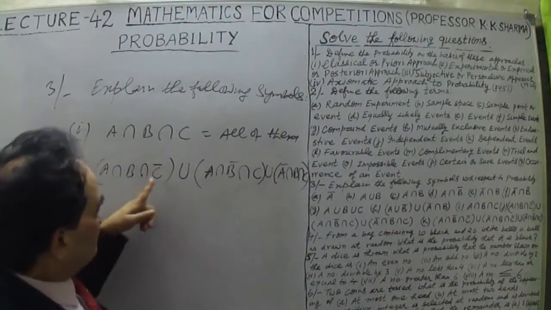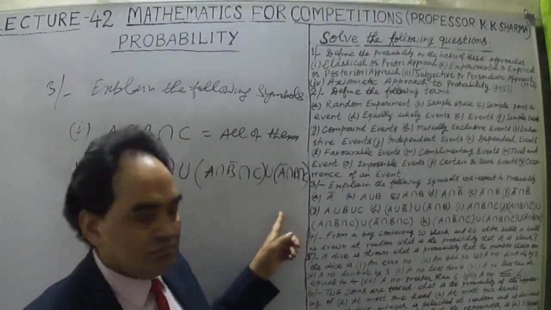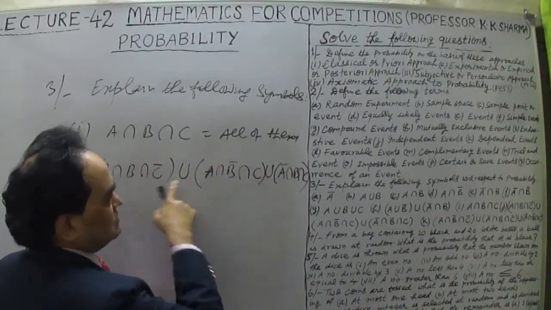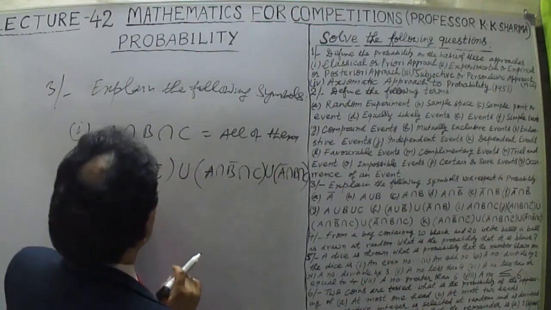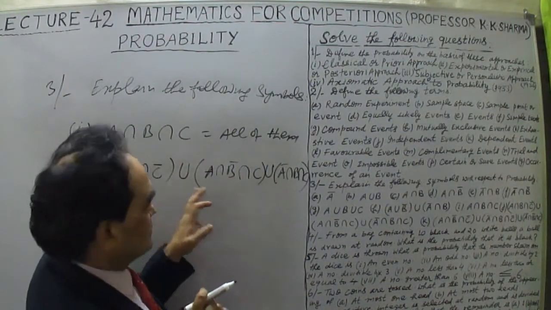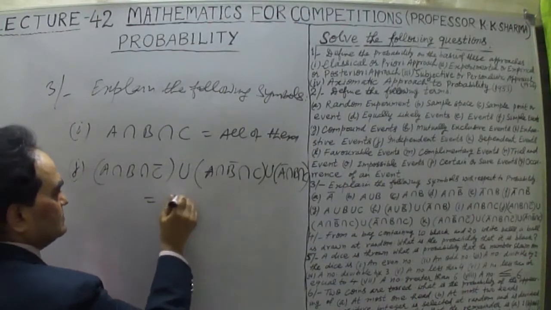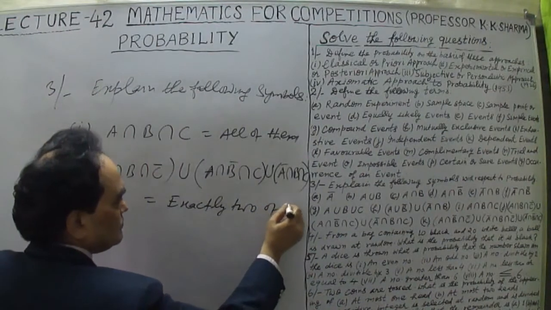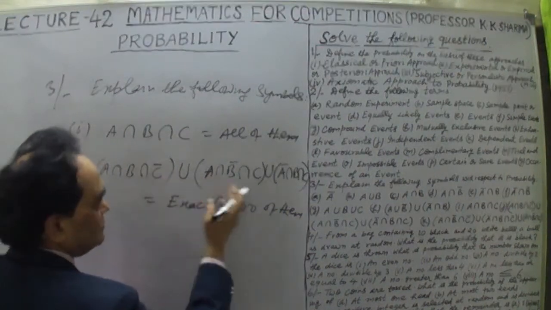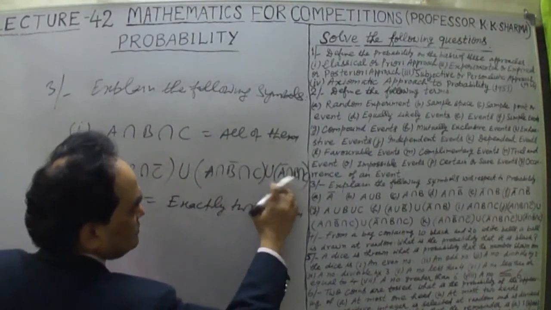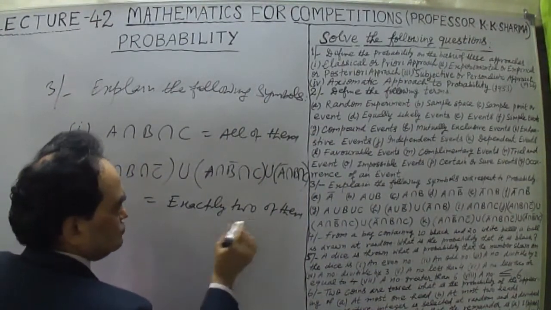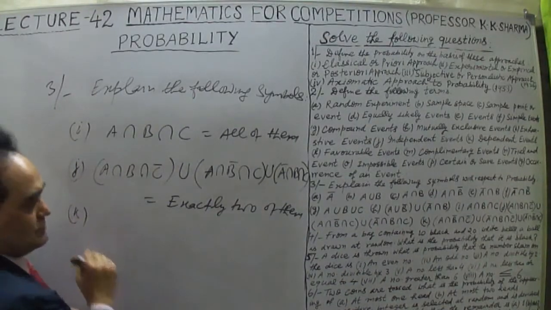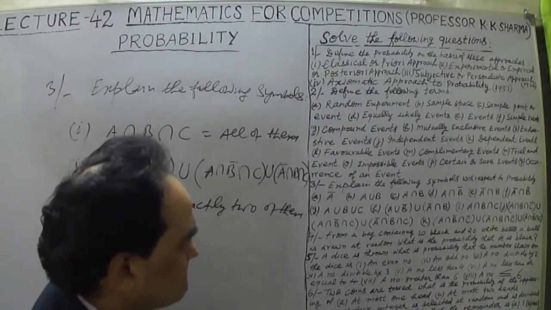Try to understand. Now here exactly one of them is there, right? Sorry, exactly two of them, because A and B are there, C is not there. Why two of them? Either AB or AC or BC. So exactly two of them. This is exactly two of them we are selecting here. J, then K.